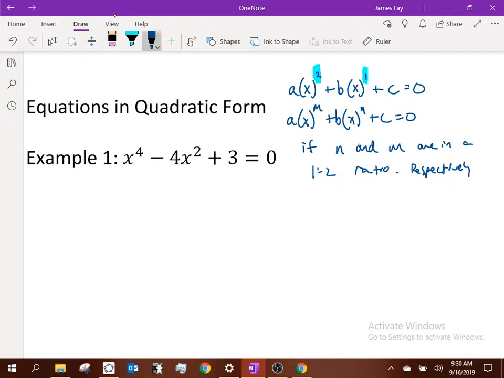Okay, you might see it expressed that way because it doesn't have to be 1 and 2. It could be 2 and 4 like we see here. It could be 3 and 6. It could be 4 and 8. It could be 100 and 200. Does that make sense to everybody?